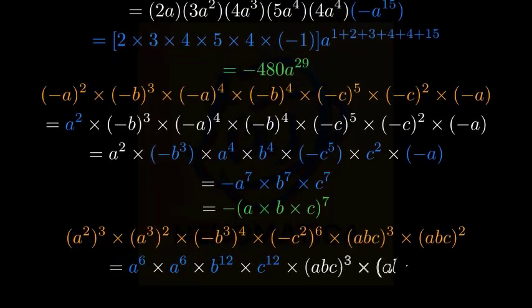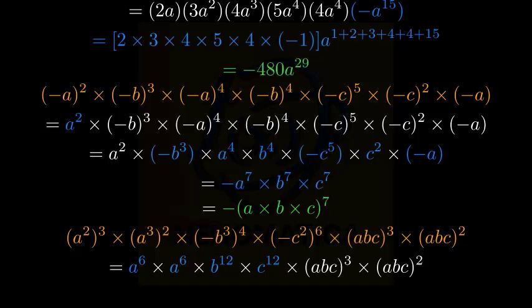First, we evaluate each expression with nested exponents. A squared cubed equals a to the sixth. A cubed squared equals a to the sixth. For -b cubed to the fourth, we get b to the 12th since the negative raised to an even power becomes positive. For -c squared to the sixth, we get c to the 12th for the same reason.